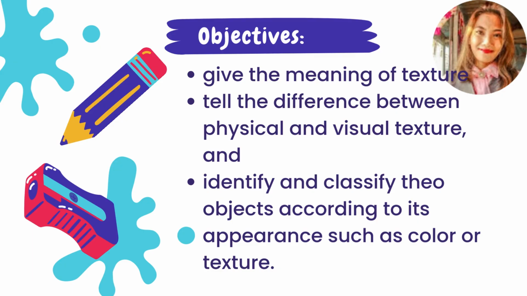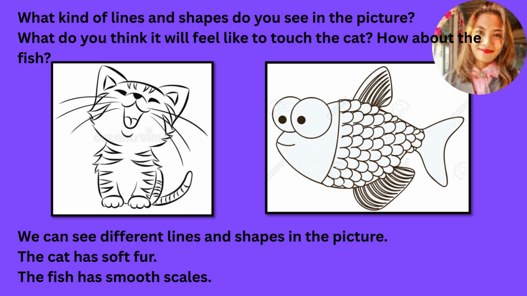Now let's move on to our next slide. Okay, now I have these two pictures. Can you please see and answer my questions? What kind of lines and shapes do you see in the picture? In the picture, we can see different lines, right? We can see a curved line, a straight line, or a zigzag line. Those are the lines that we can see in the two pictures. So we can see different lines and shapes in the picture.